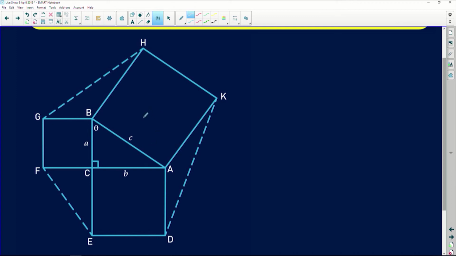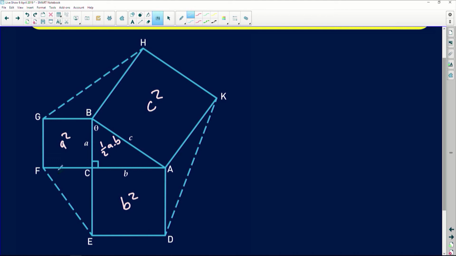Let's start with the easy ones. So we can start with our squares. This square over here has a length of A, so my area is going to be A squared. This is B squared, and that's going to be C squared. If we look at the triangle in the center, it's a right angle triangle, so we can say half base times height. So that's going to be half of A times B.